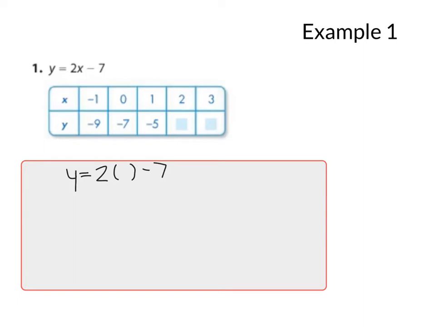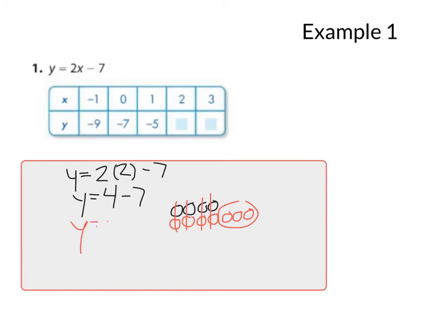So for this first one, I rewrote the equation right here, and I have X as this empty space, and I'm going to substitute 2 in for X. So now I have y equals 2 times 2 minus 7. So I know that's 4 minus 7. And I knew I needed to do multiplication first in PEMDAS. Now I have 4 minus 7. Forwards 4, backwards 7. Alright, I know that that is backwards 3. So y equals backwards 3. So I'm going to write minus 3 right there.